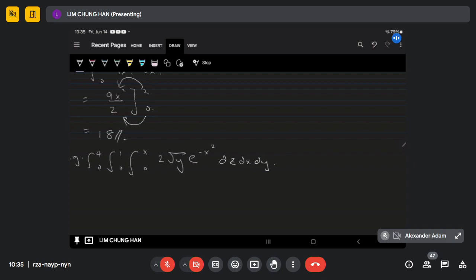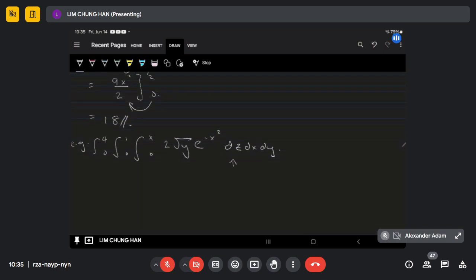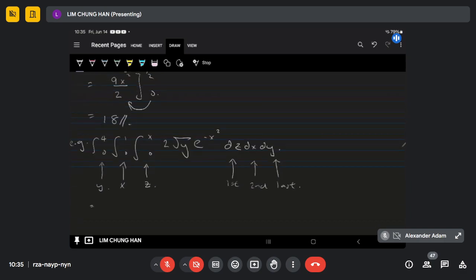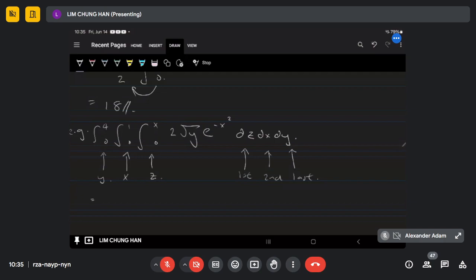So again, we do dx first, then dy, then dx, then dy is the last. That means this is the z limits, this is the x limit, these are the y limits. Okay, it looks complicated, but the method is the same. You just need to know how to integrate this thing.